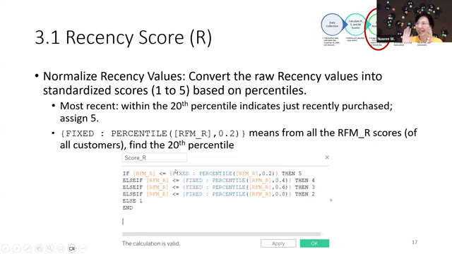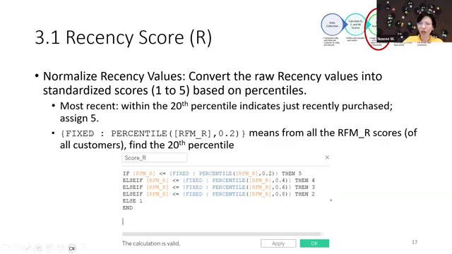Okay, so for recency, we will convert the recency score to a standardized 1 to 5 using percentage. That means the most recent. The most recent means what? The smallest number, right? Smallest number, 7 days, 1 day, 2 days, right? This smallest number in the top 20 percentile will be assigned 5. Okay, so we again use fixed LOD.